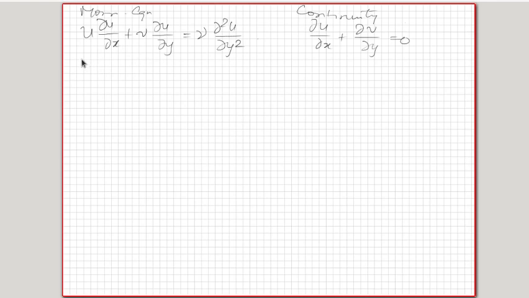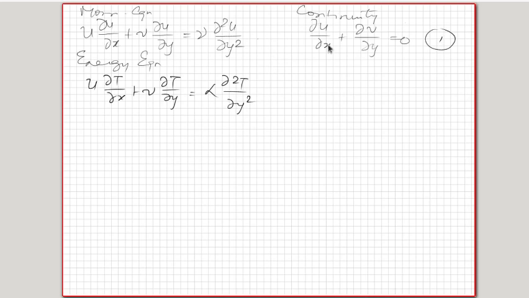And in the energy equation, we write u del T by del x plus v del T by del y is equal to alpha del squared T by del y squared. So these are the three equations that we'll be looking at, 1, 2, and 3. What we will be taking advantage of in today's method is what we call the similarity. So the method that we use today would be called the similarity solution.